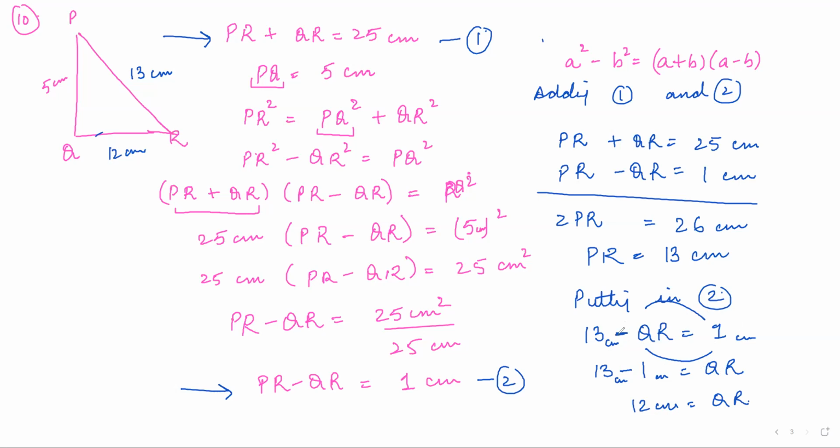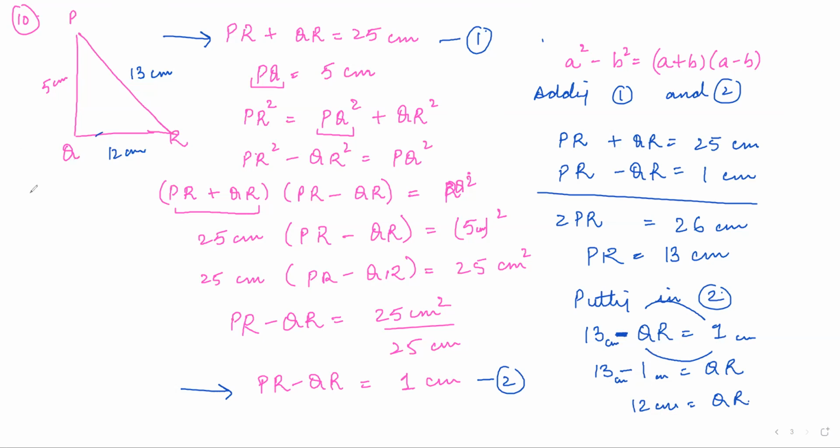QR was minus 1 here. So on the right hand side, QR has become plus and 1 will become minus, right? So I have got QR. Now I've got all the 3 sides of the triangle. Now I can find any ratio.